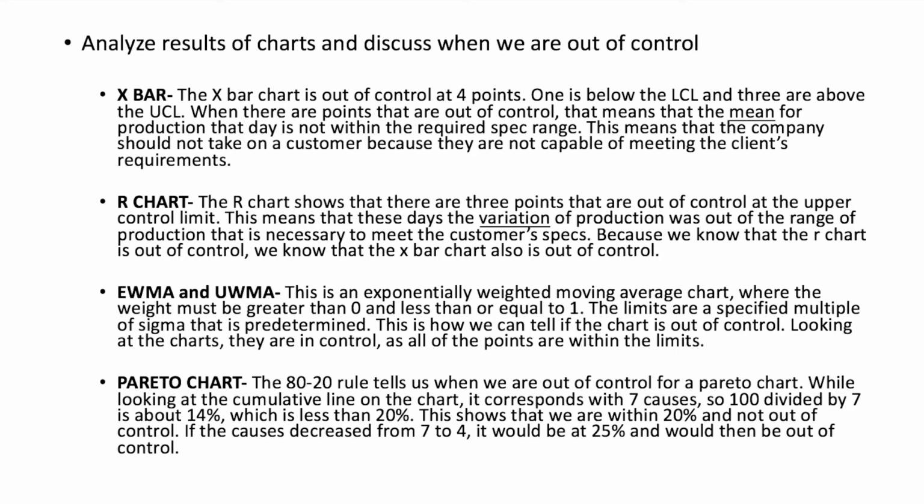For the Pareto chart, the 80-20 rule tells us when we are out of control. While looking at the cumulative line on the chart, it corresponds with 7 causes, so 100 divided by 7 is about 14%, which is less than 20%. This shows that we are within the 20% and not out of control. If we decrease the causes from 7 to 4 and divide into 100, it would be 25% and we would be out of control.